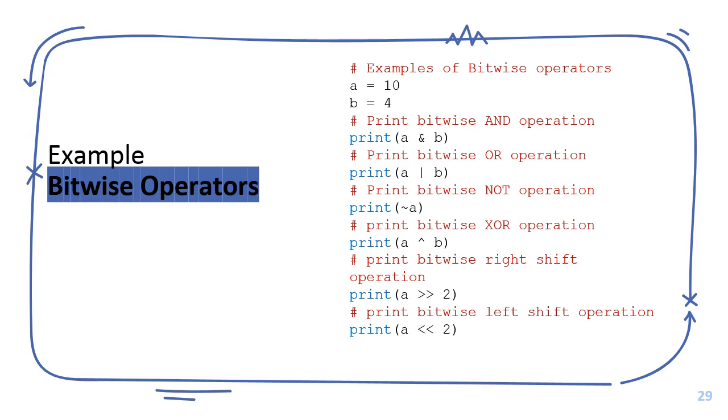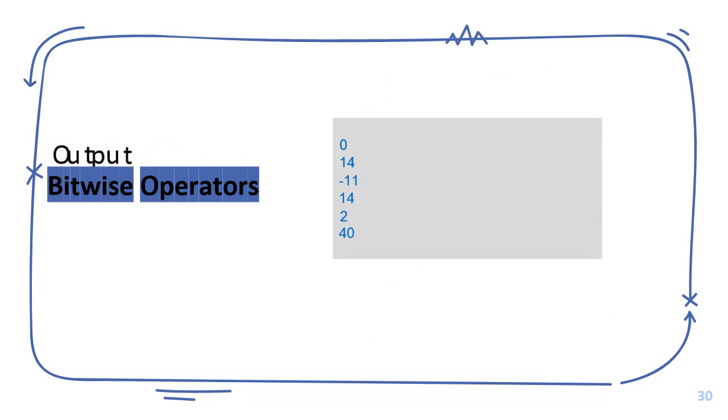So print a bitwise and b, then print a bitwise or b, then print the not operation, bitwise not a, then print bitwise XOR of a and b, then print bitwise right shift a, then print bitwise left shift a. Let's see the output. Here you can see 0, 14, minus 11, 14, 2 and 40. So these are the bitwise operators and their output.